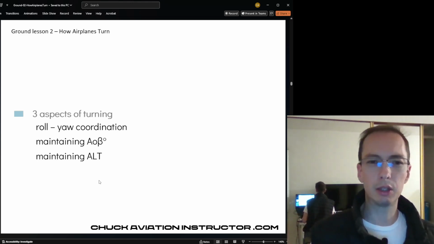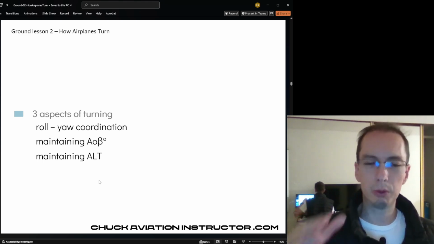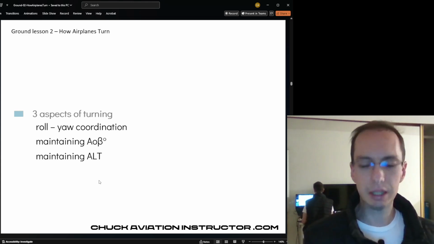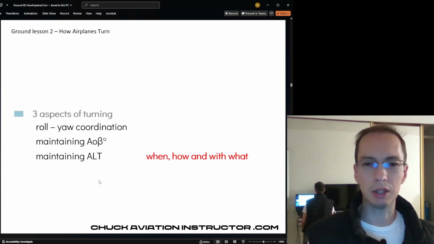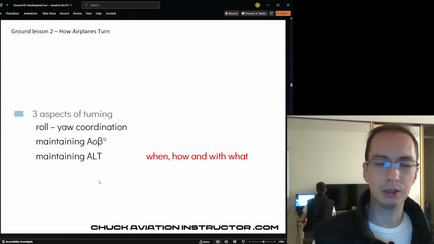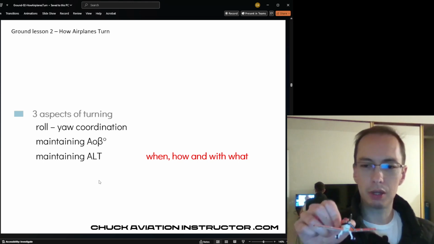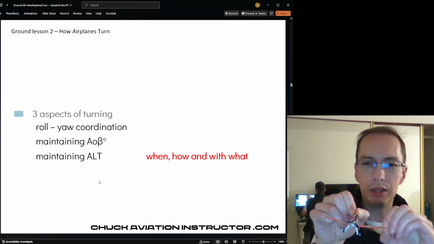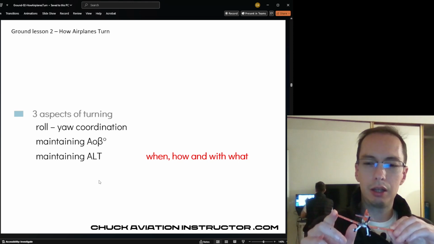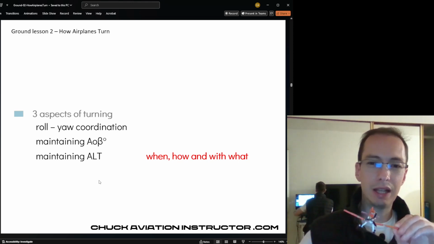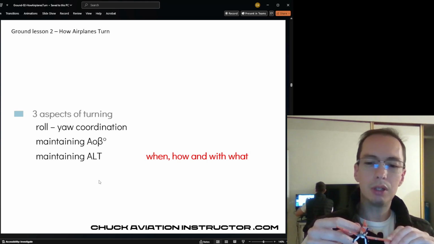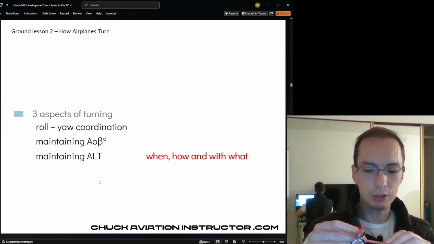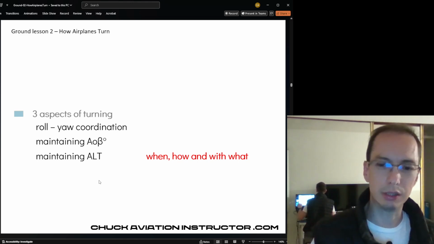And then the third aspect of turning. The first two were roll and yaw coordination during roll in and roll out, and maintaining angle of bank throughout the turn, and then maintaining altitude. When, how, and with what? Okay, you will maintain altitude every time that your wings are not level. Even at 5 degrees of bank or at 1 degree of bank, your lift is going to be less than your weight. And if you don't take corrective action, that is going to cost you altitude. We're going to see why and how shortly when we cover the elevator.